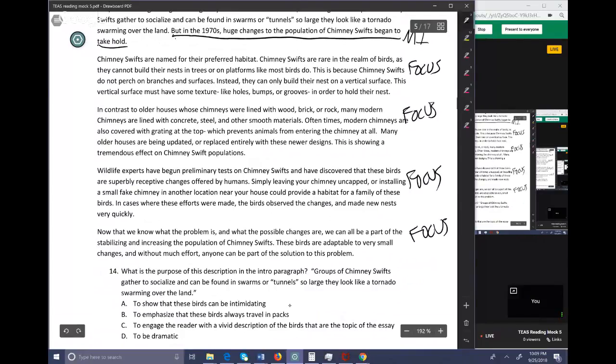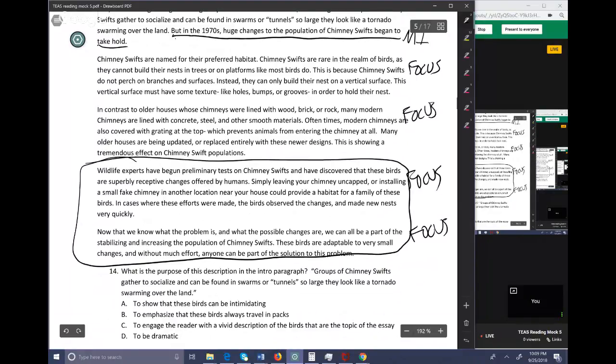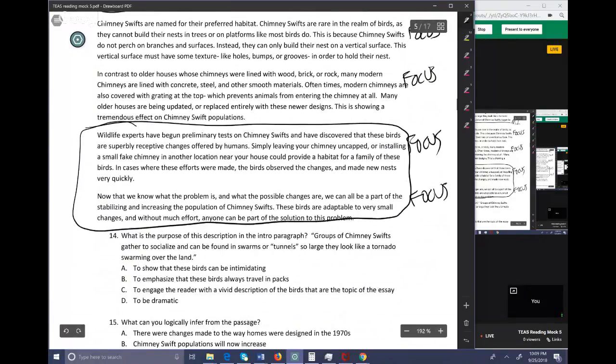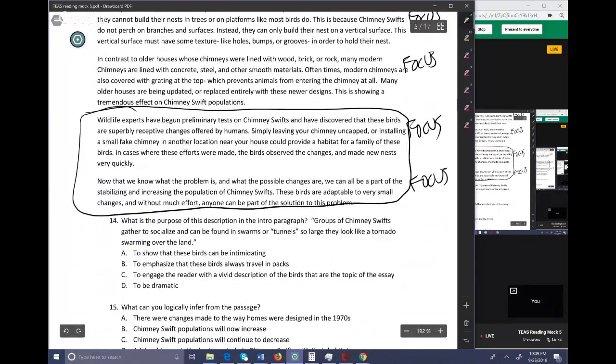But you're going to get down here and you're going to realize there's a little more to it. The main idea wasn't just changes to the population are happening or have happened. It's that we can also work to fix them. And the author, in a sense, sat down to write this. So if you combine the main idea with the purpose, the author's purpose was to encourage us to help with this, to make some minor changes to help continue the building of this habitat back up. And we don't see that here.